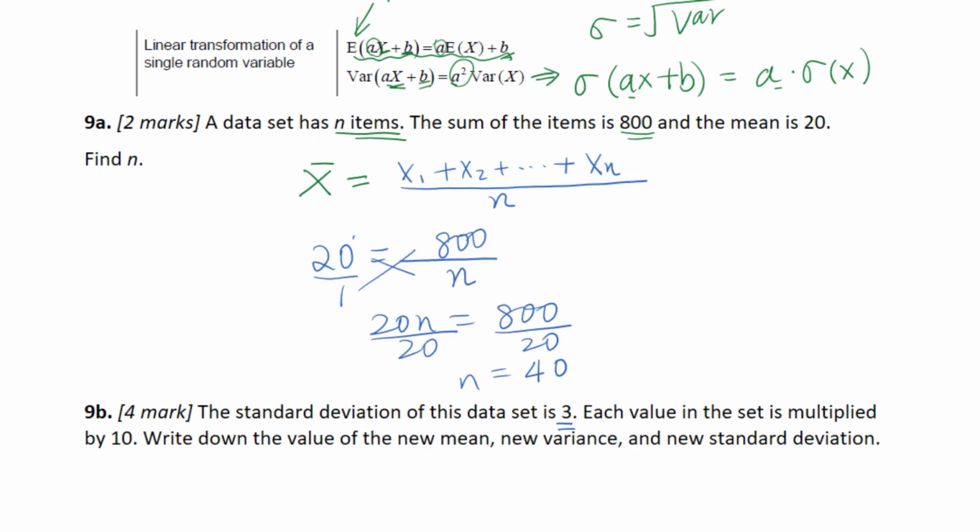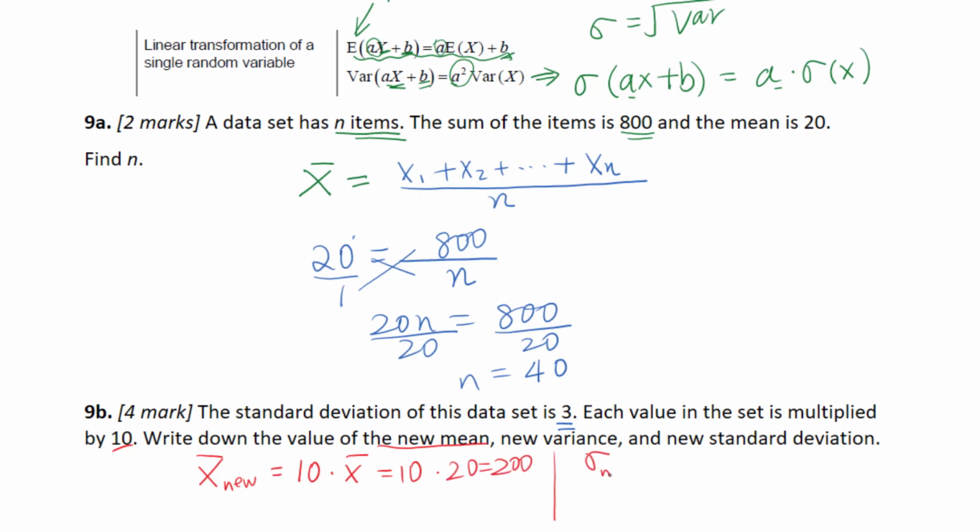Let's go to 9b. The standard deviation of this data set is 3. Each value in the set is multiplied by 10. Write down the value of the new mean, new variance, and new standard deviation. For the new mean, it's your original mean times 10. So we have 10 times 20 equals 200.